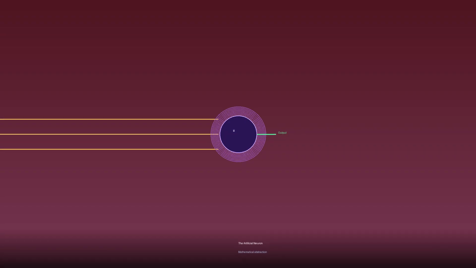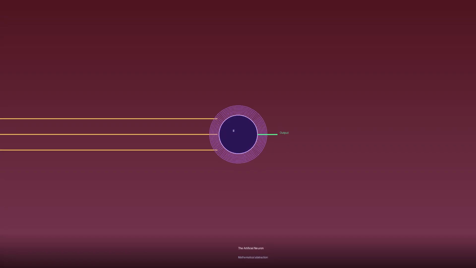An artificial neuron mimics this mathematically. It takes inputs, multiplies each by a weight, sums them with a bias, and passes through an activation function. Weights determine how important each input is for the final decision.